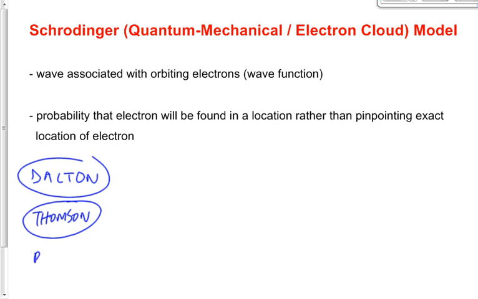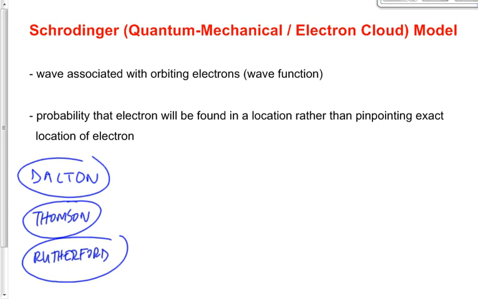Then we went to Rutherford, which was the planetary model of the atom. Big step forward, because the structure of that atom looks a lot like our current notion of the atom. You got a small, dense, positively charged nucleus. You got electrons orbiting around it.